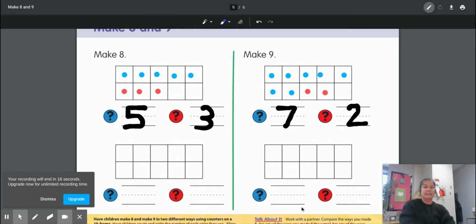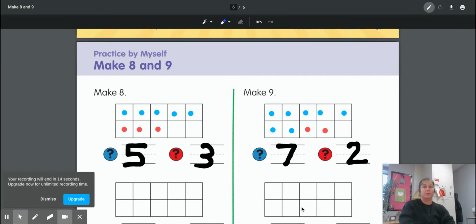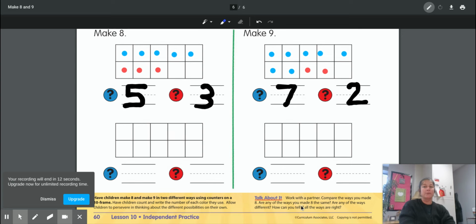But this was page 60. This is your last math page for the week. Please ask for help if you need it. And I hope it goes so smoothly for you. If you need anything, I'm always here.